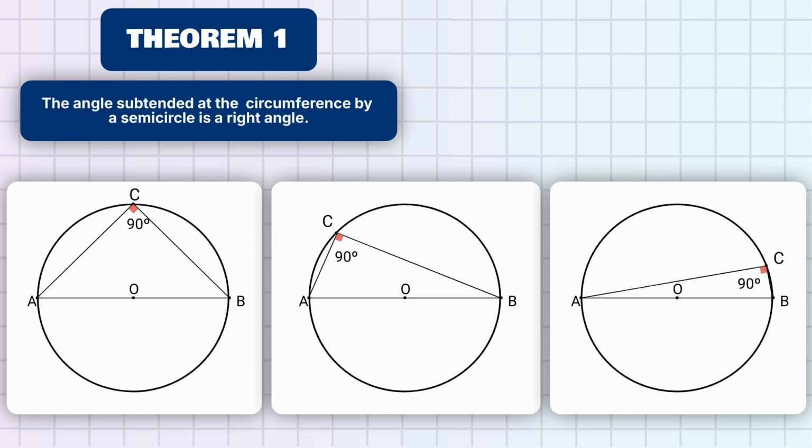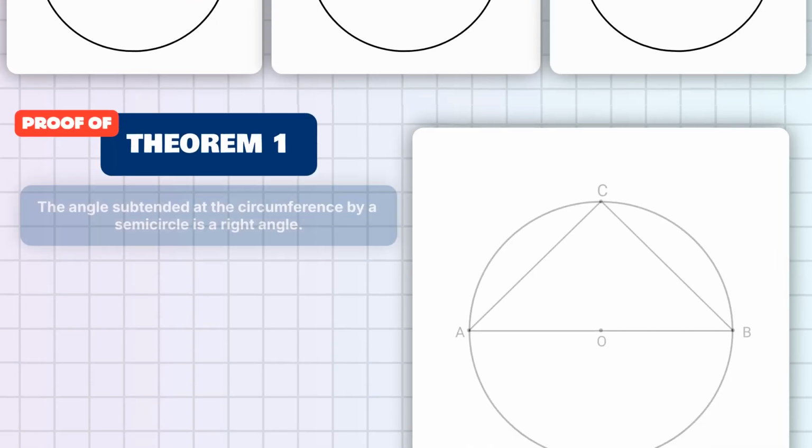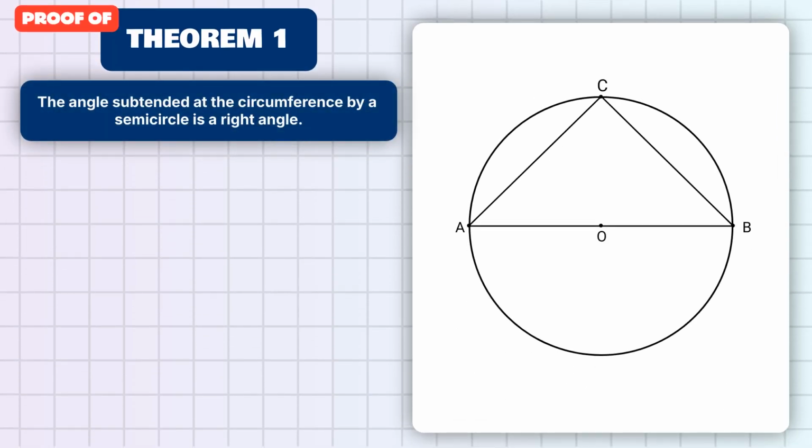So, as we can see, it doesn't matter where on the circumference we put point C, it is always the case that the angle subtended at the circumference by a semicircle is a right angle. Let's now take a look at the proof of this theorem.